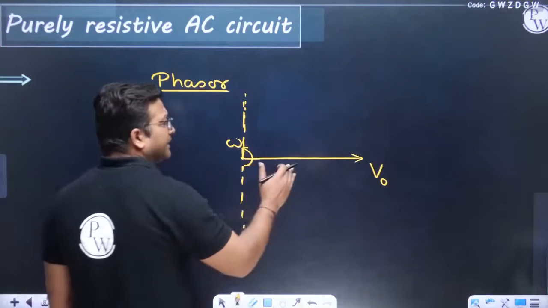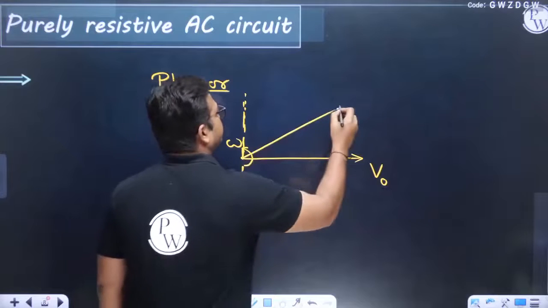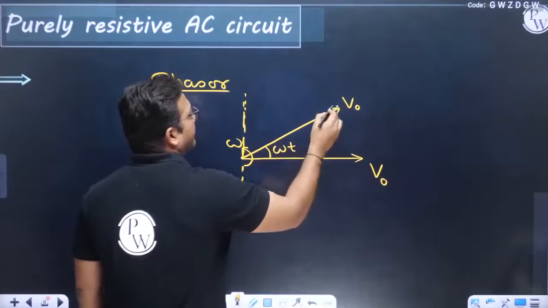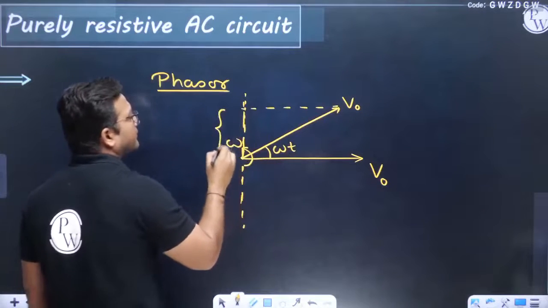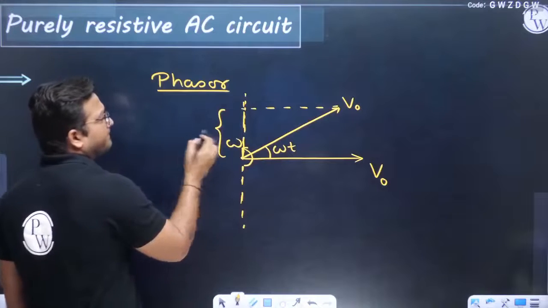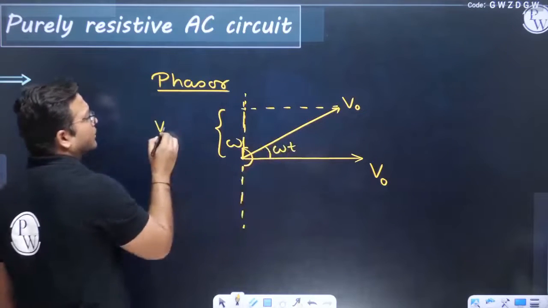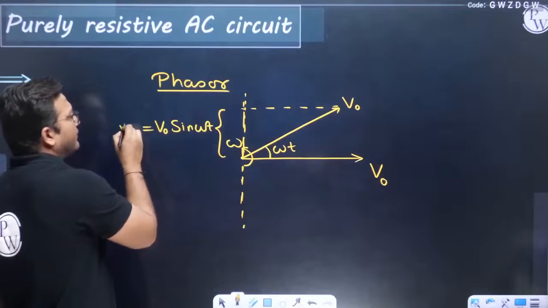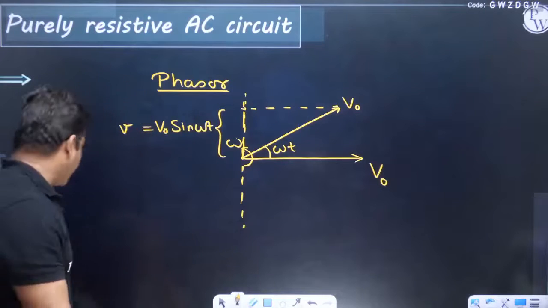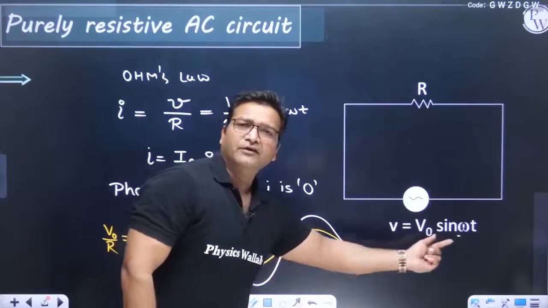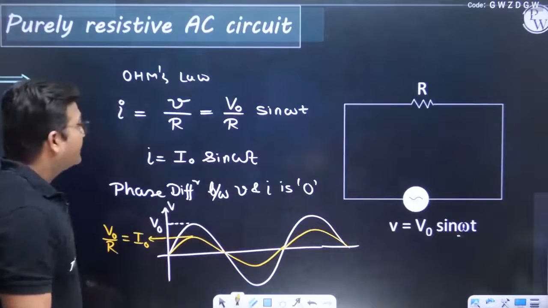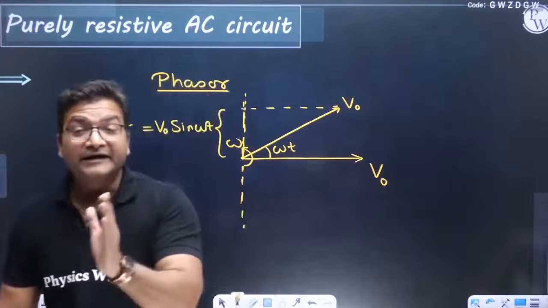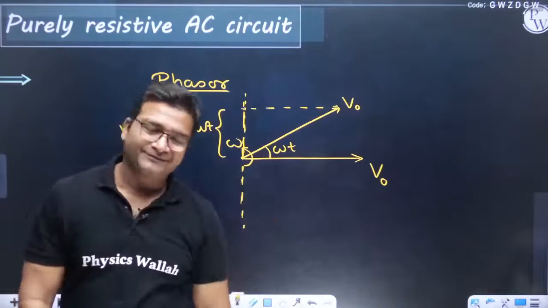Suppose after some time it turns by an angle omega t. If you look at its projection, according to trigonometry this would be V naught sine omega t, and that is the value of instantaneous voltage. You can check: small v is V naught sine omega t. So the projection of the phasor represents instantaneous values.